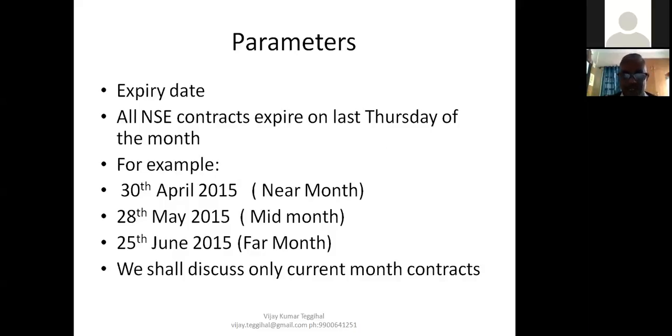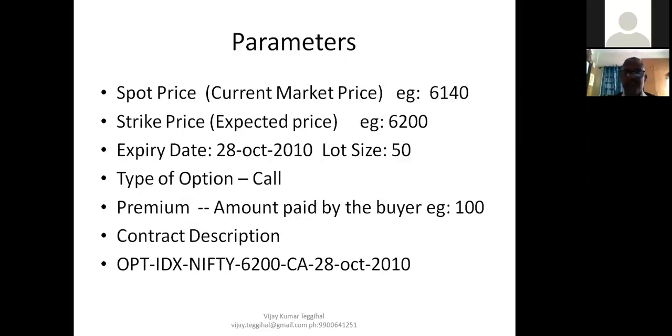And an option contract has an expiry date, like all other derivative contracts in the equity segment. The last Thursday of the month is the expiry date. I have taken dates from 2015: 30th April, 28th May, 25th June. And we shall discuss only current month contracts. We don't discuss either the next month or the far month contracts. So for the sake of simplicity, let us stick to dates in this particular slide.